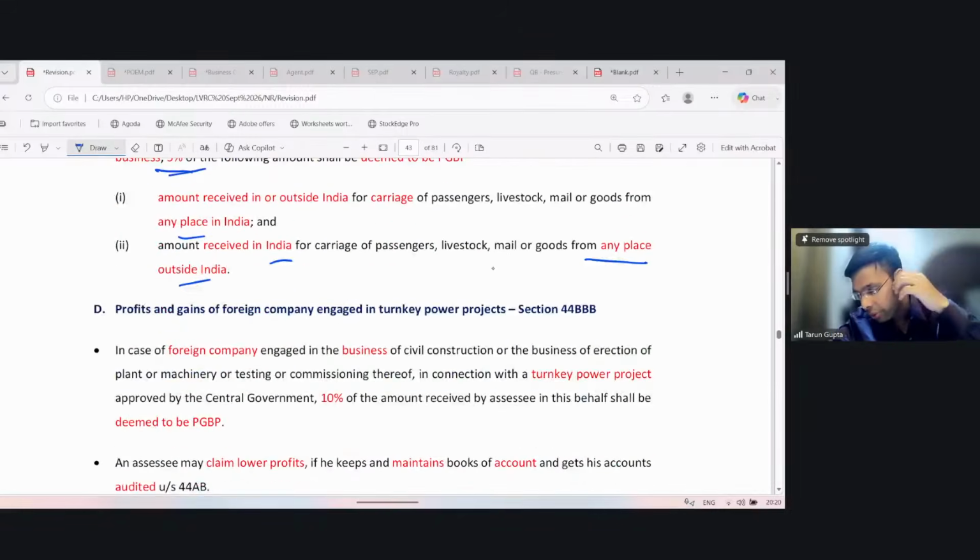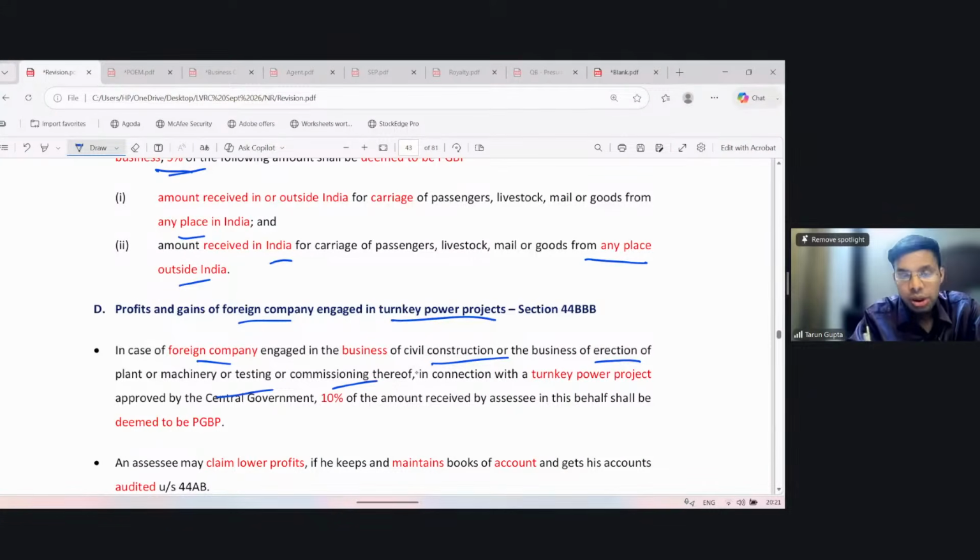Now, the next presumptive section. It's about turnkey power projects. It's applicable only in case of a foreign company, not all the NRs. So it says 44BBB: in case of a foreign company engaged in the business of civil construction, or the business of erection of plant and machinery, or testing or commissioning thereof, in connection with a turnkey power project approved by the Central Government. The presumptive rate is 10% of the amount received by the assessee in this behalf, which shall be deemed to be the PGBP.